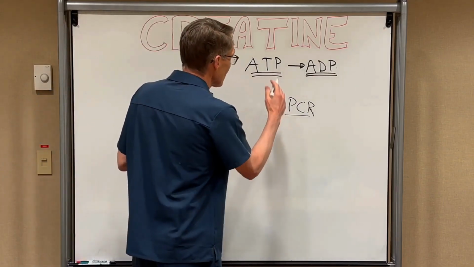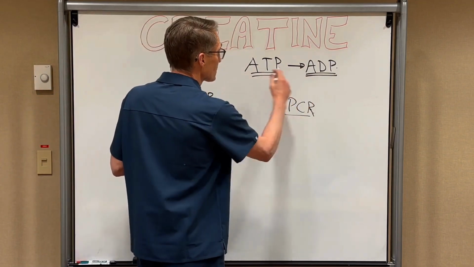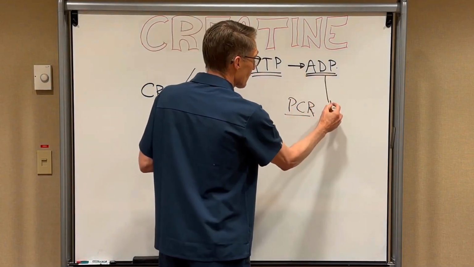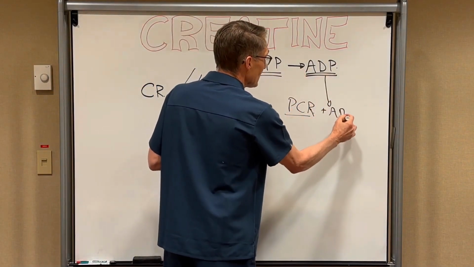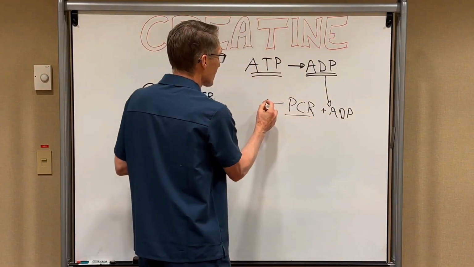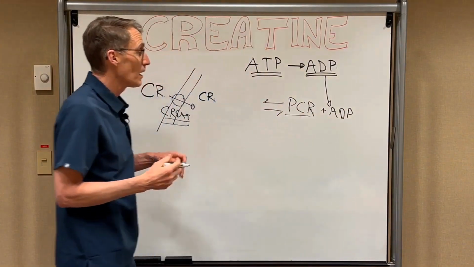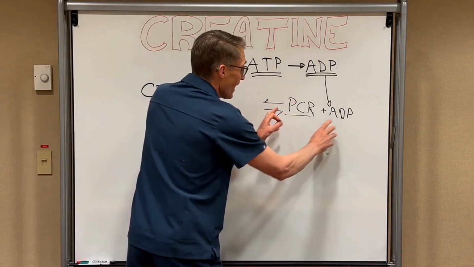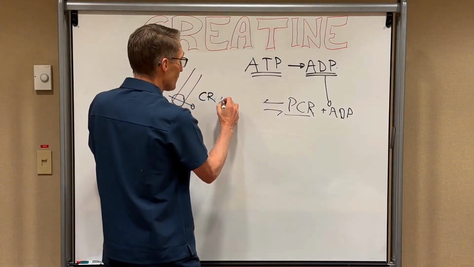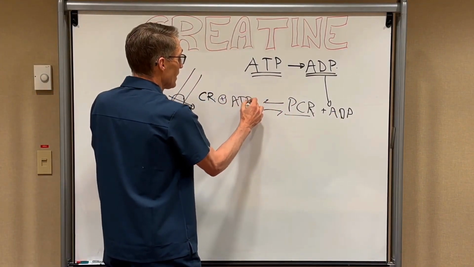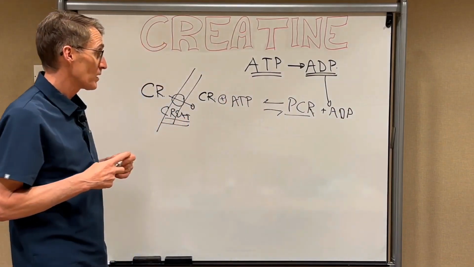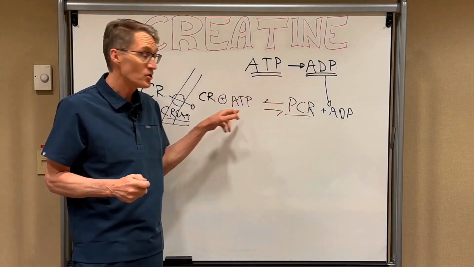So what happens is that as this process goes on and a cell is under threat, the ADP that builds up is used by phosphocreatine to add this phosphate group back on. So what we get is ATP, and we reform creatine. So this is an energy buffer.